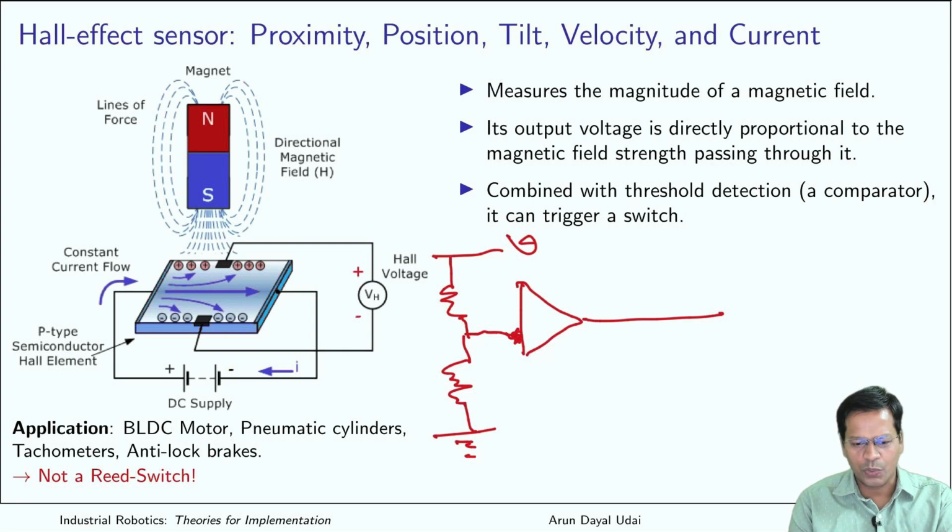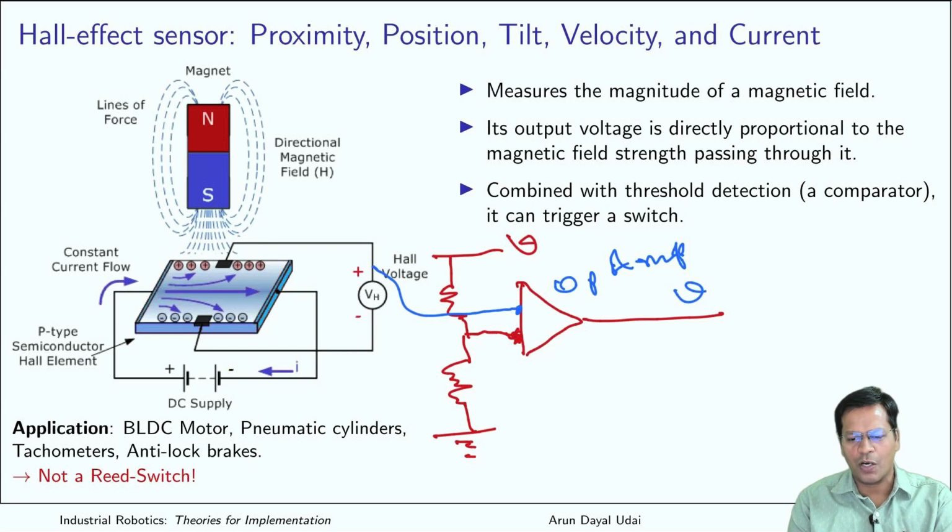So here goes your input voltage. You can compare with this, and as soon as it crosses some threshold level, this is an operational amplifier, I tell you. Okay, so this output now will be high if it goes above this level.